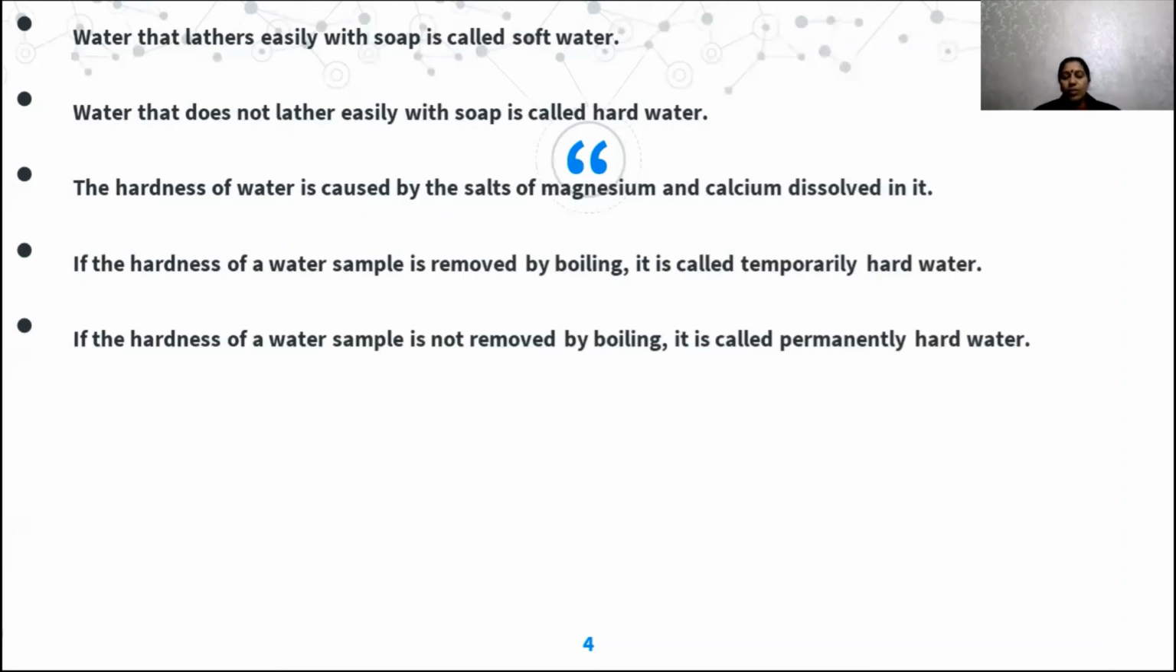Next is distinguish between, that means the difference between hard water and soft water. One more point: why is it necessary to remove the hardness of water and how can it be removed, which we already discussed. The hardness of a water sample we can remove by the process of boiling. Then discuss the action of sodium and calcium on water, and all these topics are already included in the PDF. So revise the topics for the exam.